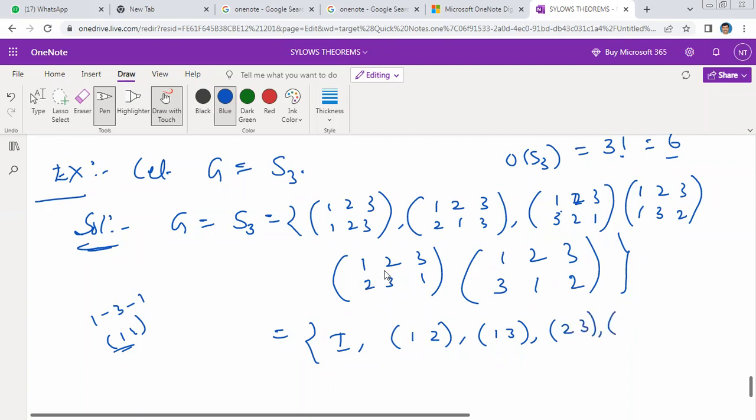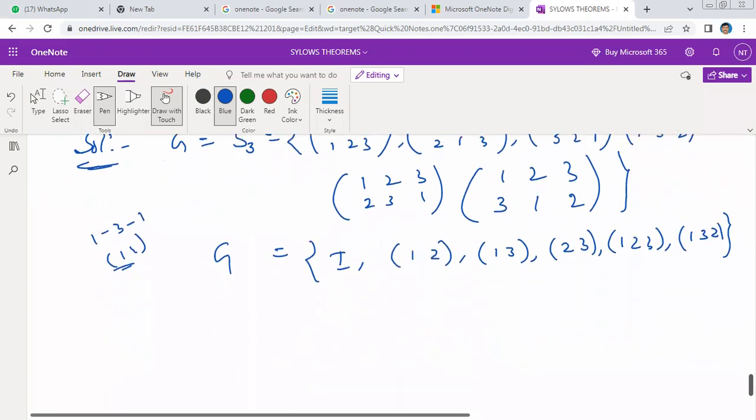Then 1 goes to 2, 2 goes to 3, 3 goes to 1: this is (1 2 3). Finally, 1 goes to 3, 3 goes to 2, 2 goes to 1: this is (1 3 2). These are the 6 elements in the group G.